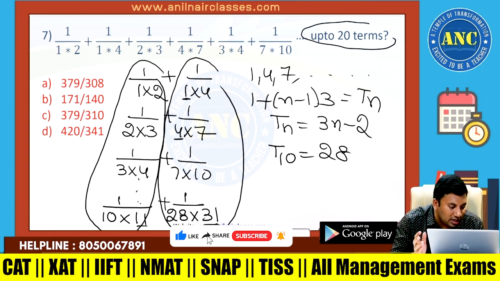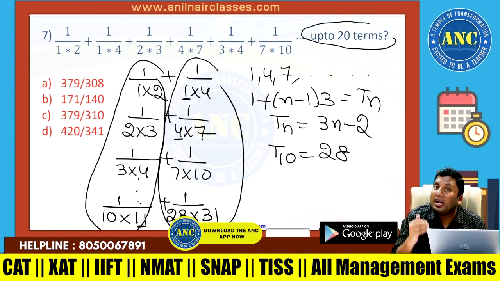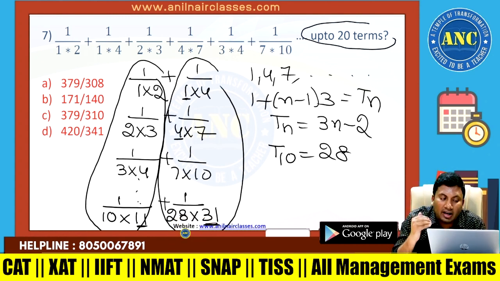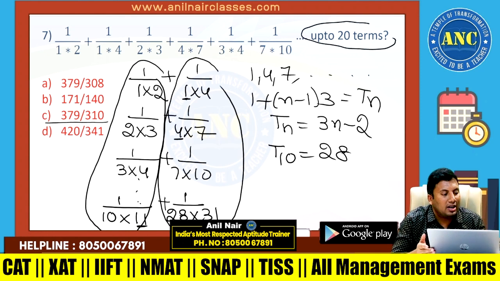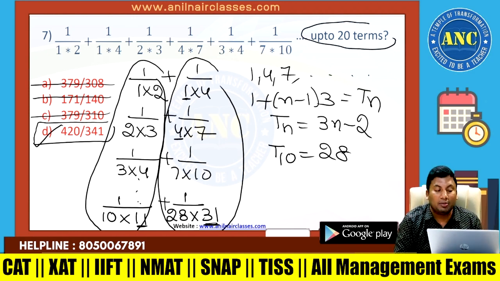So in this series, what is the last numerical value? 11. In the other, it should be 31. The denominator should be divisible by 11 and 31. 11 and 31, 341. 310 is not divisible by 11, 140 is not divisible by 11, 308 is divisible by only 11 but not by 31.